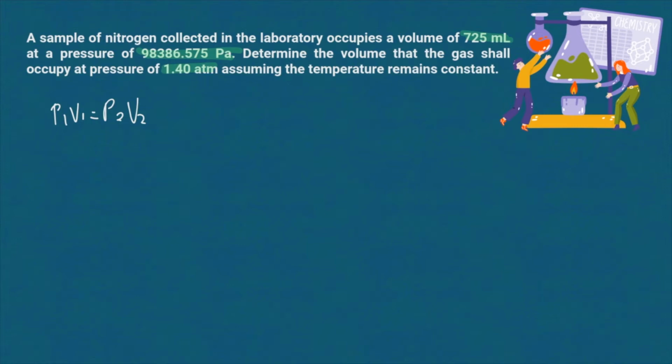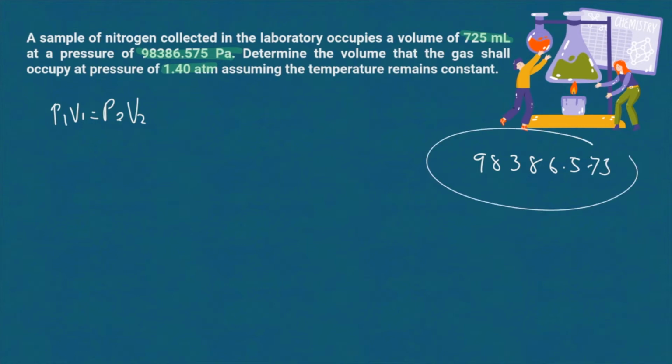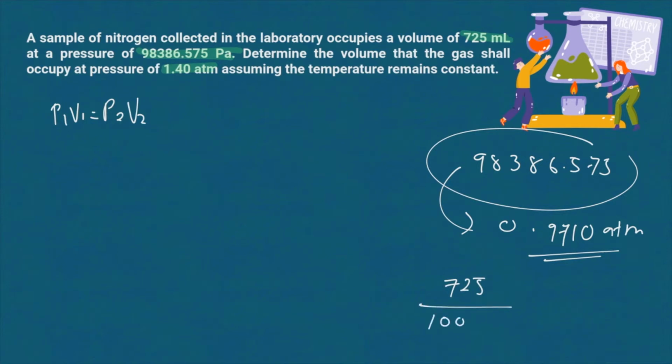So basically you have 98386.575. You can press your calculator. This should be converted into atm and you should get 0.9710 atm. Same goes with your volume. It's 725 milliliter, so you need to divide by 1000, so you should get 0.7250 liter. Alright, all of these are the initial pressure and also initial volume.